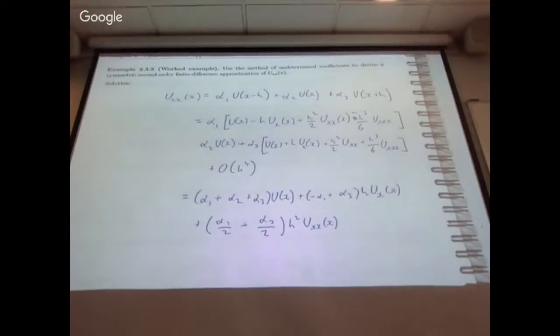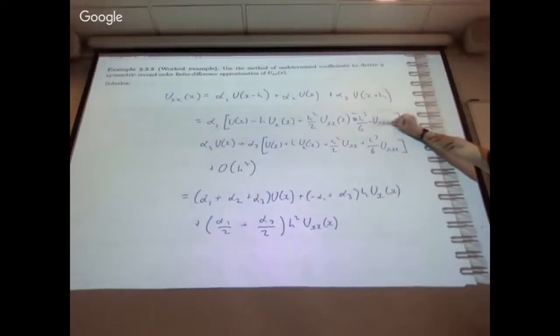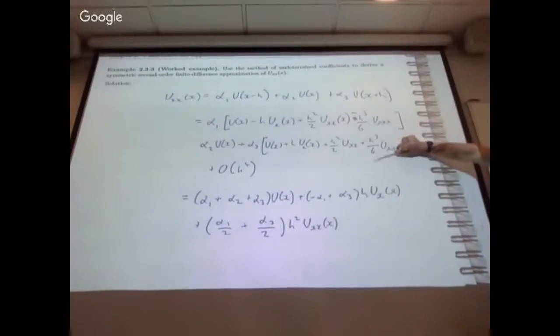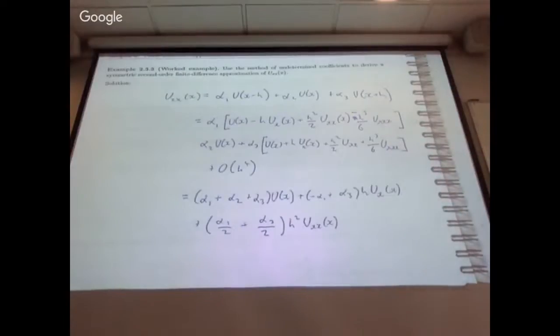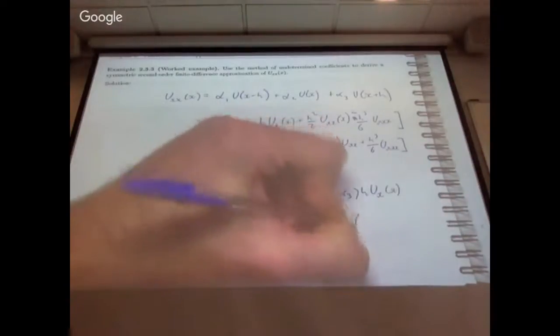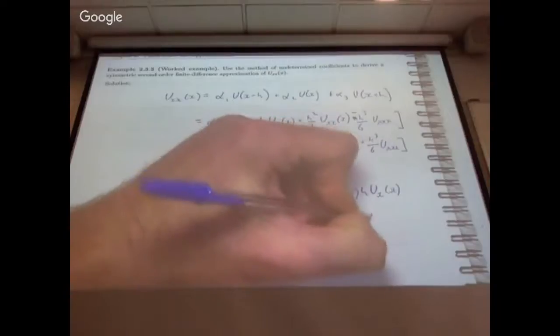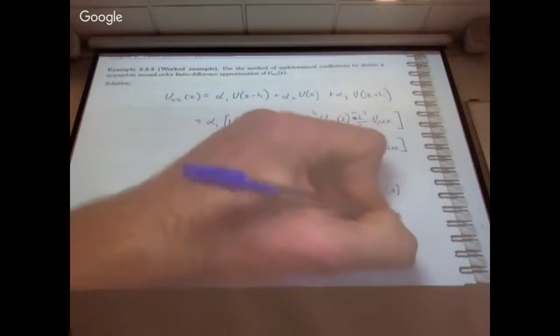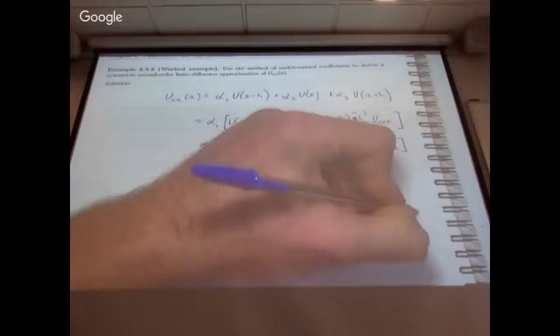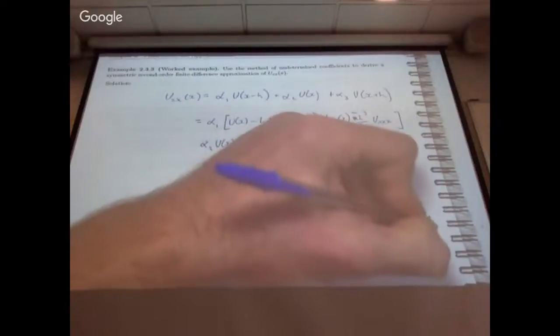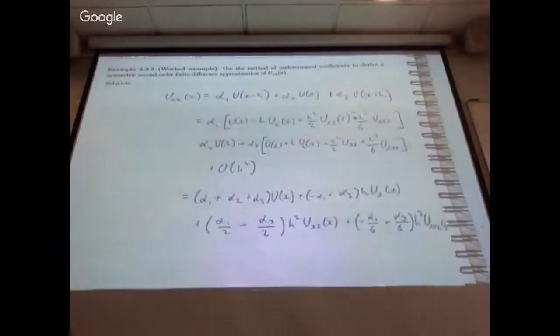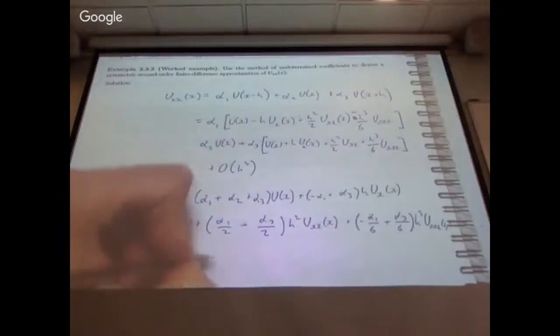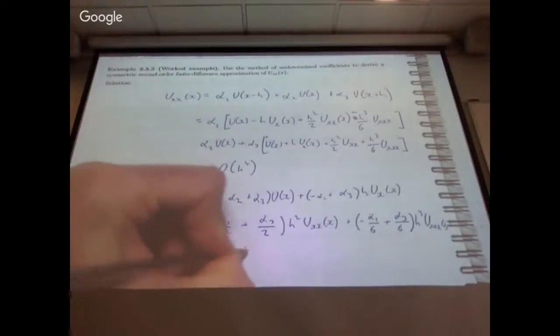I've also got a third order one here. So here we've got minus h cubed over 6 alpha 1, and plus h cubed over 6 alpha 3. So it's alpha 1 over 6 plus alpha 3 over 6 times h cubed, plus the truncation error.